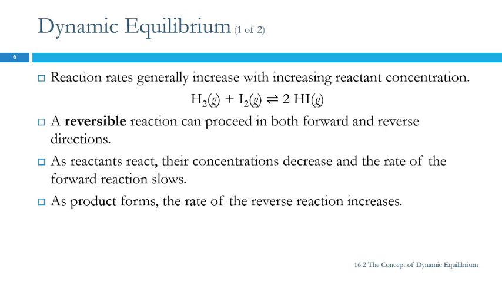In a reversible reaction, the reaction can proceed forwards and backwards. As these reactants react, their concentrations go down and the rate of the forward reaction slows down. Well, as these react, we're forming product, meaning that the product concentration is going up. Well, the product is the reactant for the reverse reaction. So if this goes up, then the reverse reaction speeds up. Does that make sense?